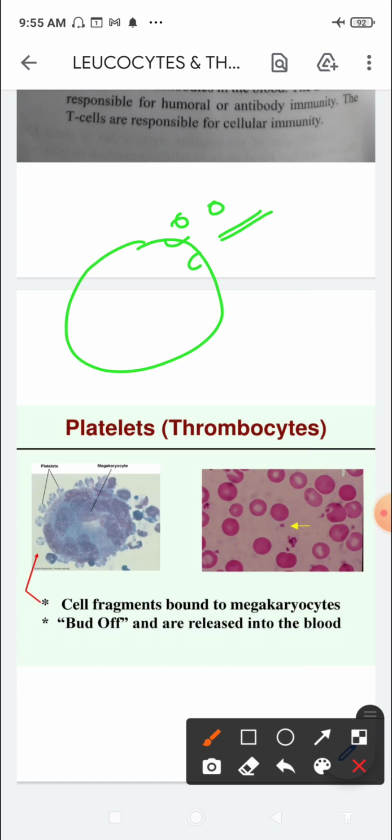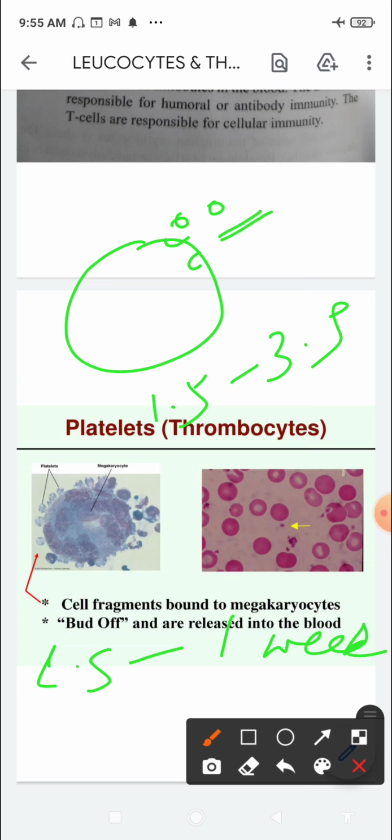Due to successive endomitosis, where only mitotic division is taking place inside, the megakaryocyte exhibits polyploidy. The normal blood platelet count in a human being is between 1.5 to 3.5 lakhs per cubic millimeter. The lifespan of a platelet is about 1 week. They live for a week.